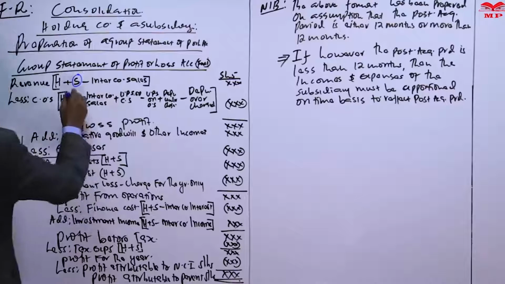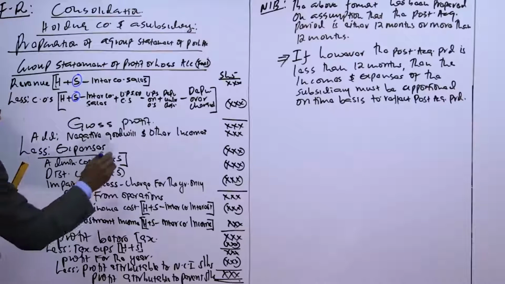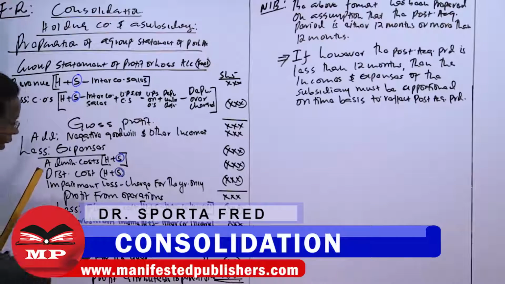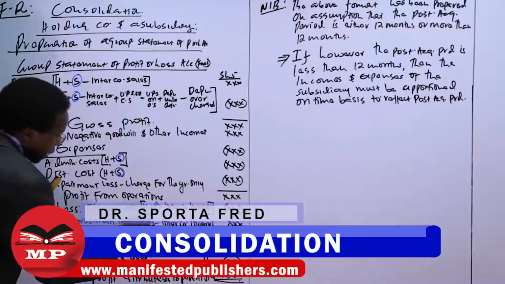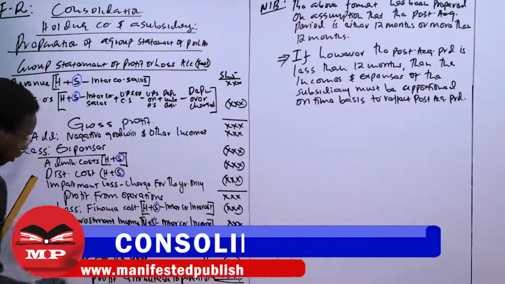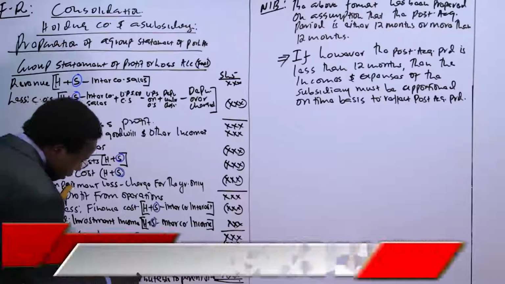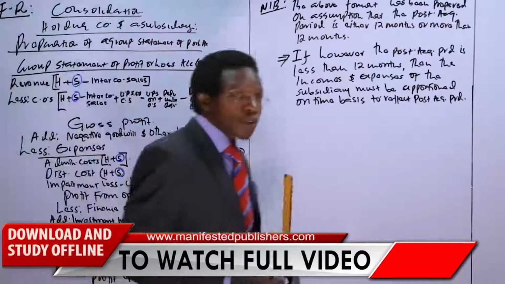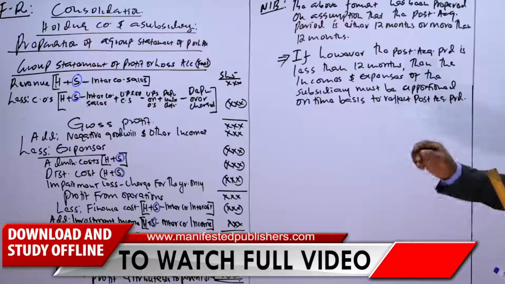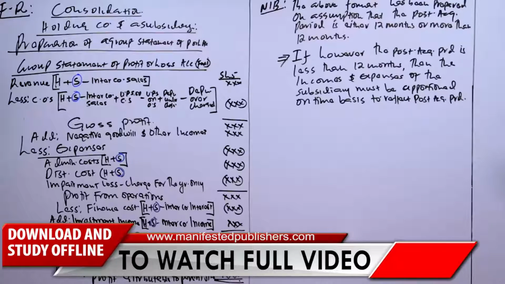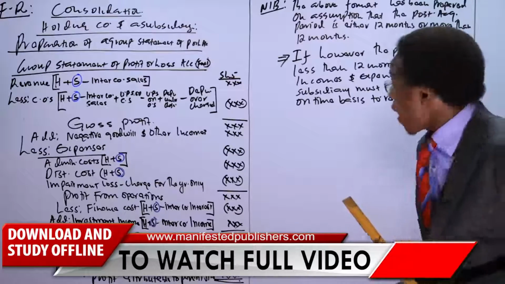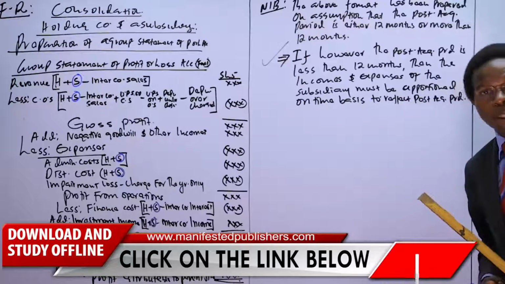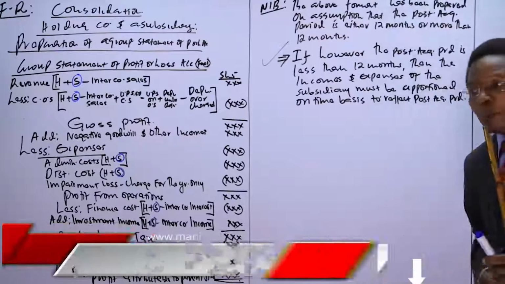Very important point there, that the items that need to be apportioned to reflect post-acquisition period only are the ones that I'm circling. These items must be apportioned on time basis, including this one. So those items that I've circled must be apportioned on time basis to reflect post-acquisition period only, if and only if the post-acquisition period is less than 12 months. But if it's more than 12 months, we don't apportion.